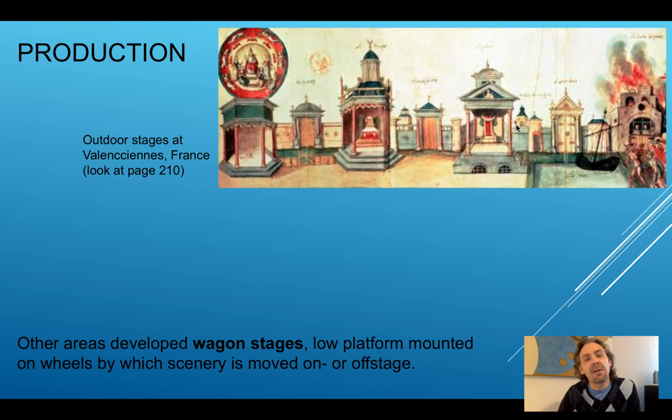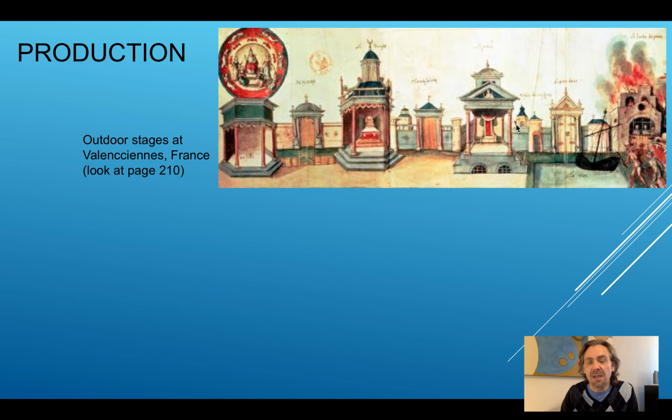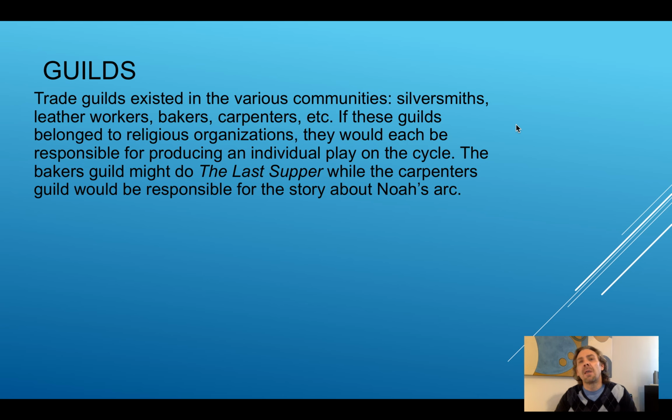Now, other areas developed wagon stages, which were low platforms mounted on wheels in which scenery was moved on or off stage. During this time, in each community, you had different guilds. Think today of a guild as a union. So these trade guilds existed. You had the silversmiths, the leather workers, the bakers, the carpenters.